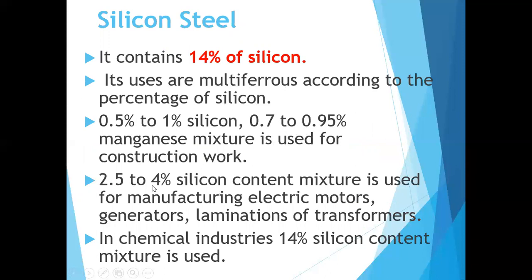A mixture with 2.5 to 4% of silicon content is used for electric motors, generators, and lamination of transformers. So in silicon steel, the silicon content is 2.5 to 4%. It is used for electric motors and generators like that. In the chemical industries, a mixture with 14% silicon content is used.